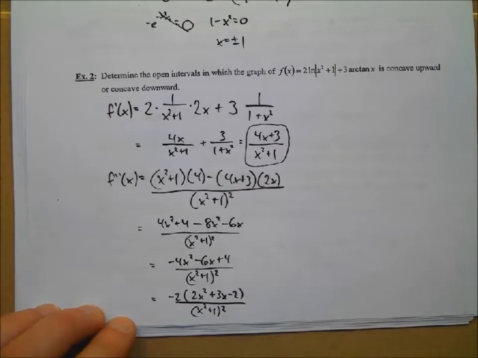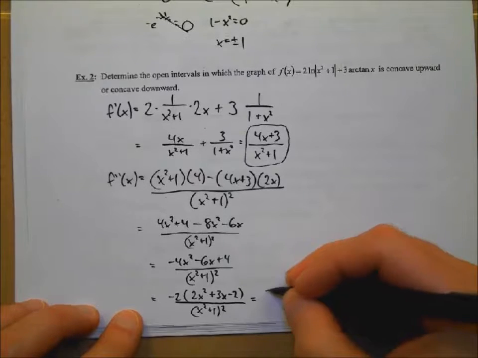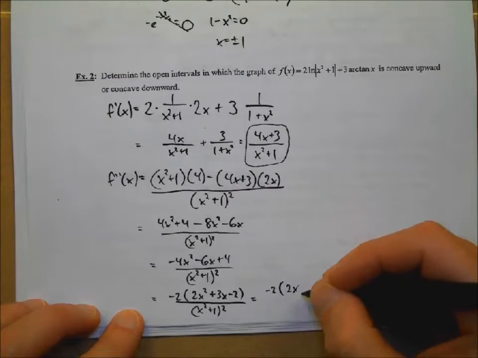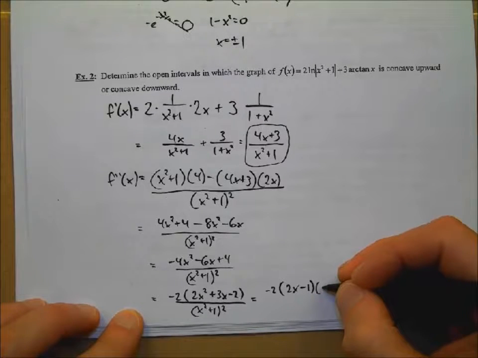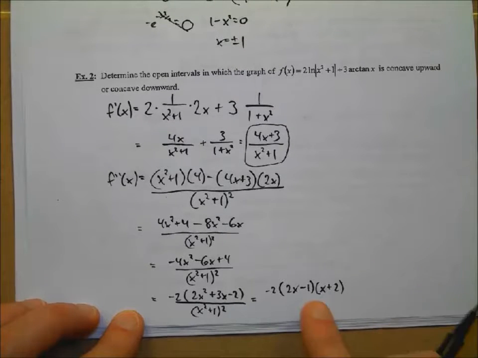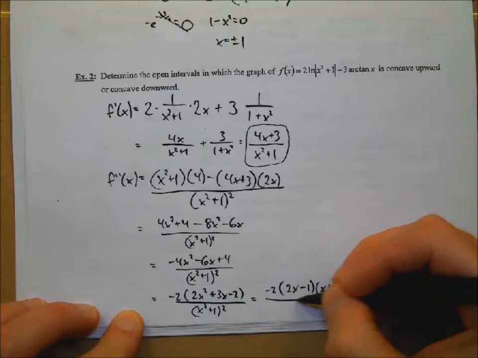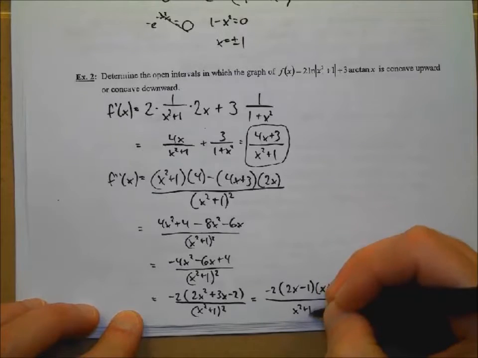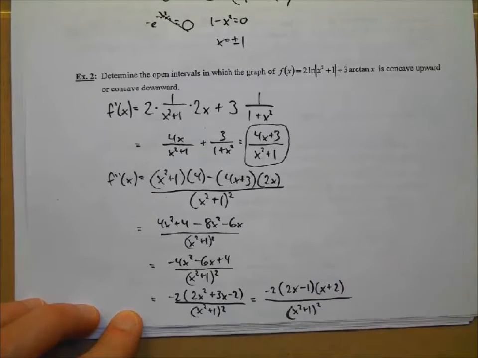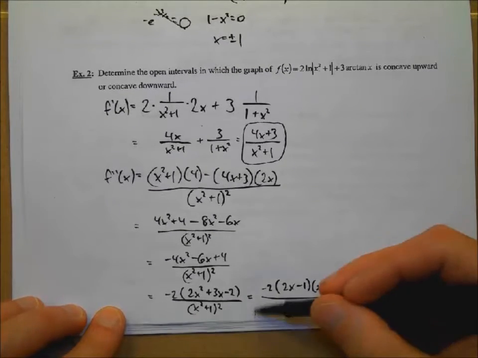Okay. And then I think this factors too, doesn't it? It does. Minus 1. X plus 2. Minus 2, minus 1, plus 4, minus 1. Yeah. All over x squared plus 1 squared. Whew. That was fun. Second derivative.